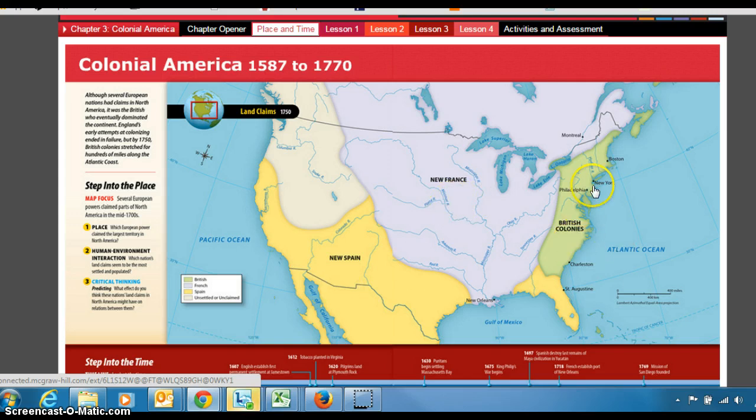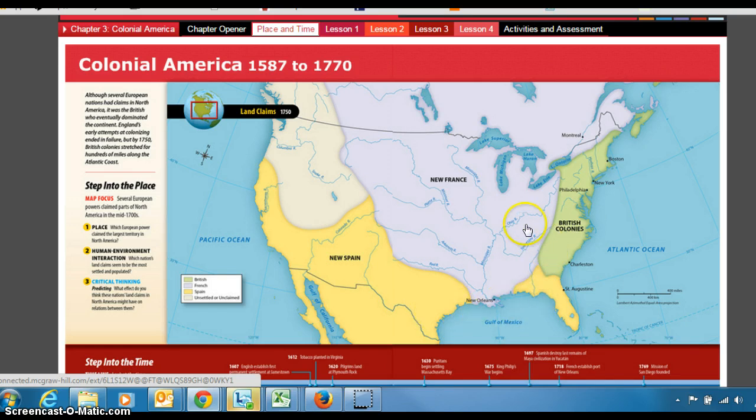So here's the British. That's where, that's the beginning. That's what we're going to be studying, Colonial America. That's where it started. And then the French control all of this. Okay. The Spanish control Florida, part of Georgia and Alabama, and then into the southwestern United States.